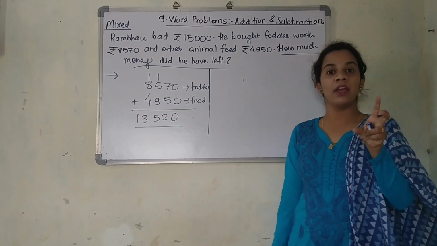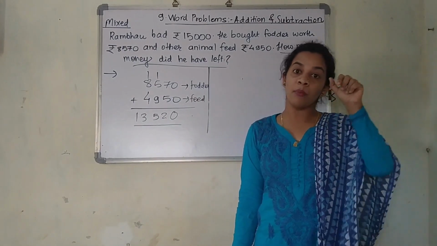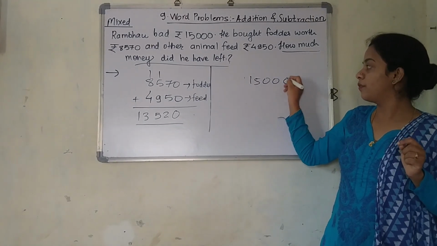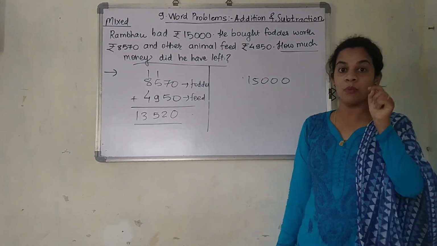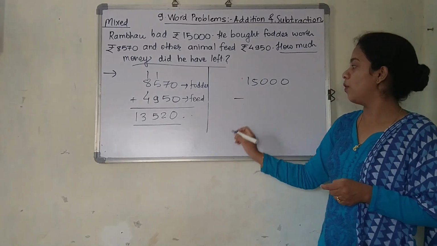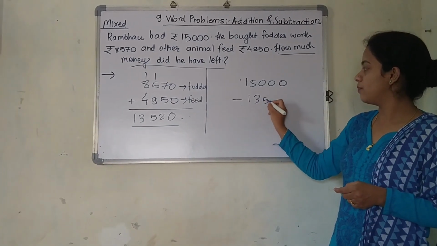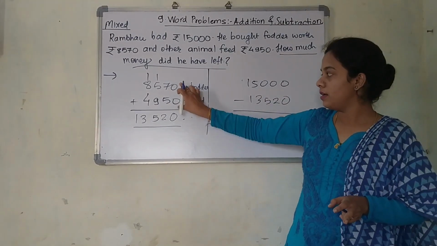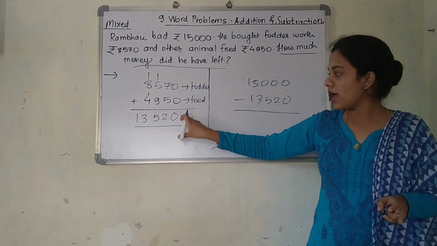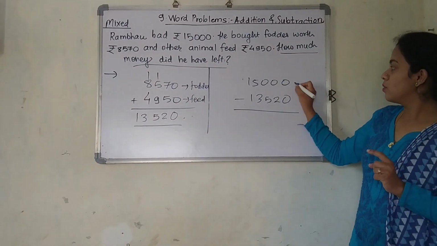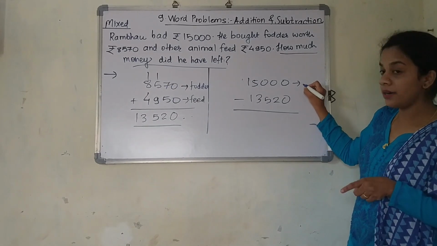This much money he has spent buying all the things. Now how much money was he having? He was having 15,000. From that, how much is left with him? How will we get it? We are going to subtract the answer which we got over here, that is 13,520. What I did was I added the two small numbers, and whatever answer I got, I subtracted from the bigger number. Okay? So this one was what he was already having.